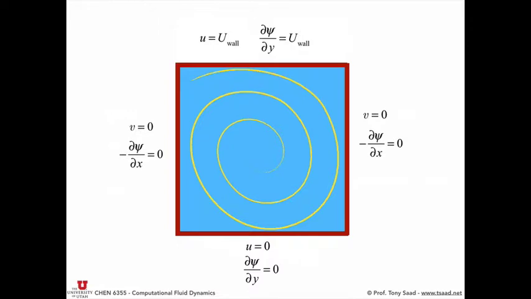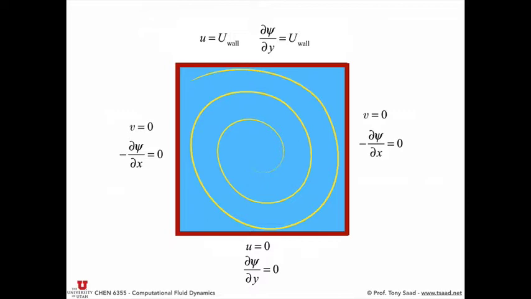So let's start with the left wall. v equals 0 at the left. This wall is not moving. The fluid is sticking to it. So ∂ψ/∂x equals 0. Doesn't give us much yet, but bear with me. We're going to use this information for the vorticity. But know that at the wall, ∂ψ/∂x is equal to 0.